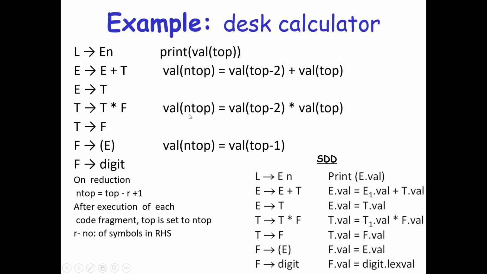In the case of F gives open parenthesis E close parenthesis, val of ntop is equal to val of top minus 1. The close parenthesis is at the top, then E is at top minus 1, then the open parenthesis is at top minus 2. Those will be popped and this F will be pushed onto the stack.